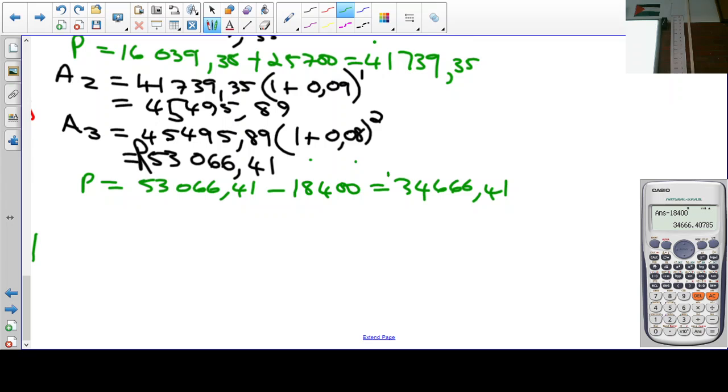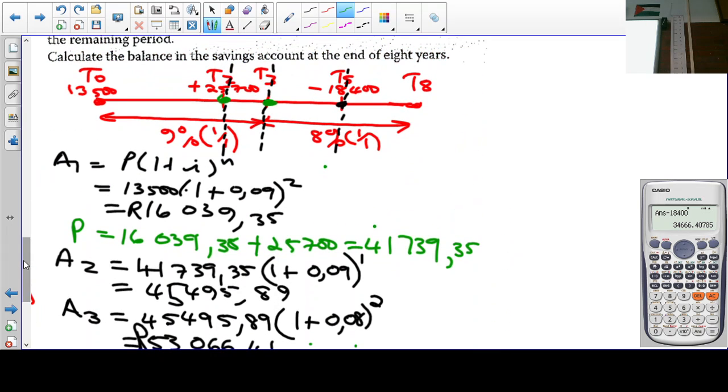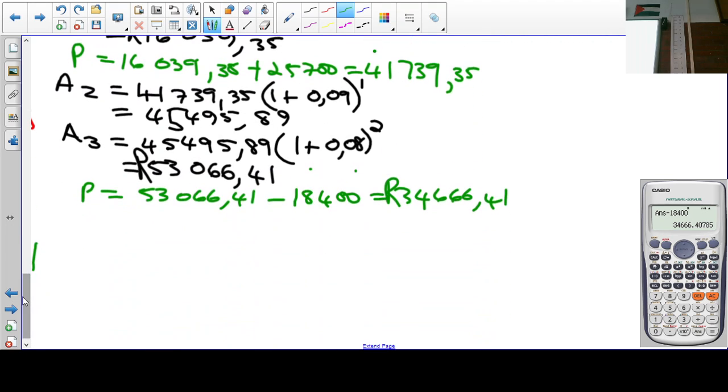6.4. Which means to say that is the amount of money lying here now. Is it drawing interest for how many years? 3 years. Make sense, people? Yes. So that's going to be A4. It's going to be 34,666 Rand and 41 cents into 1 plus 0.08 for how many years? 3 years.